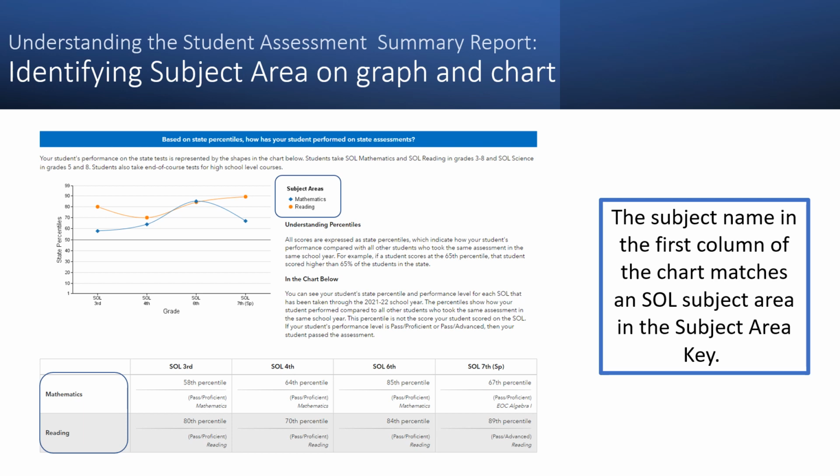The last piece of information that is the same on both the graph and the chart is the subject area. Notice the line drawn in the image from the subject area key to the first column in the chart. That is how you can identify that the subject areas match.